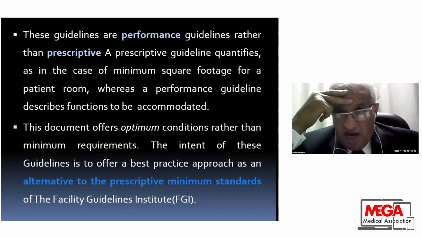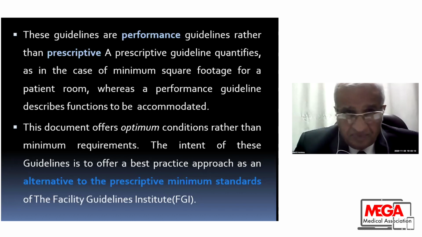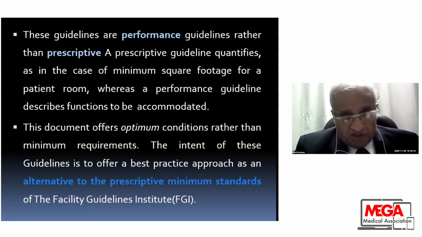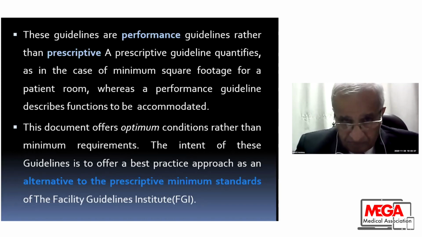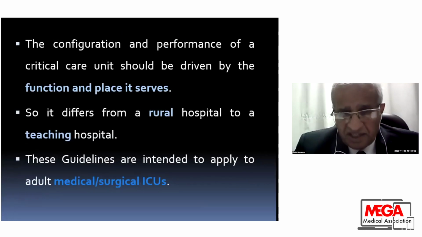intensive care. A prescriptive guideline quantifies, as in the case of minimum square footage for a patient room. So the prescriptive is according to the size, while performance guidelines describe the functions that can be accommodated. This document offers optimum conditions rather than minimum requirements. So the intent of these guidelines is to offer a best practice approach as an alternative to the prescriptive minimum standards. And this is according to the budget of the place where it occurs.